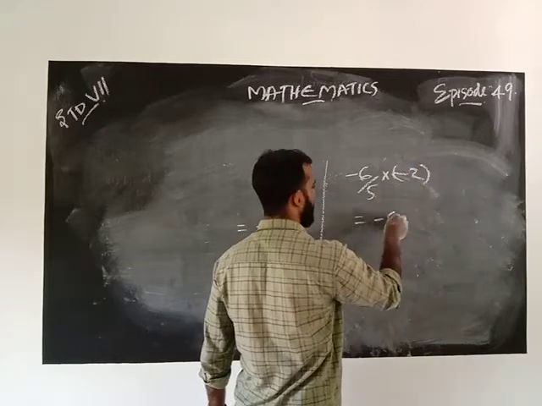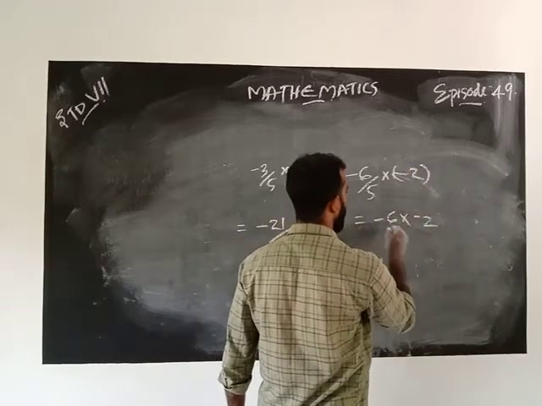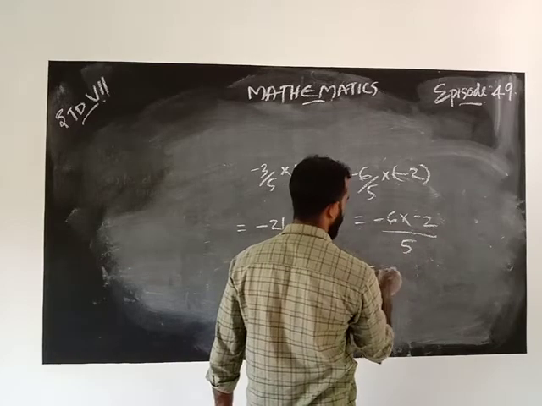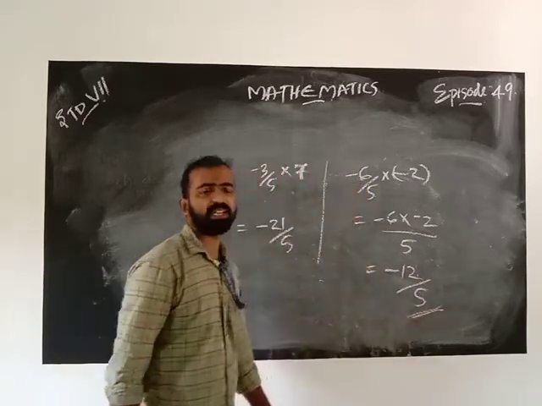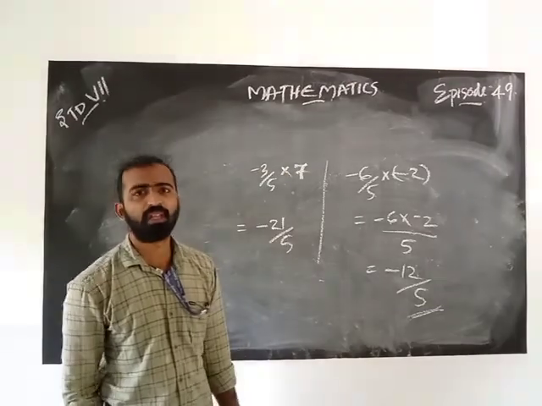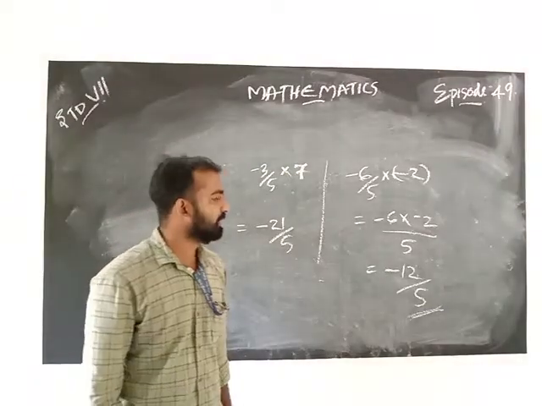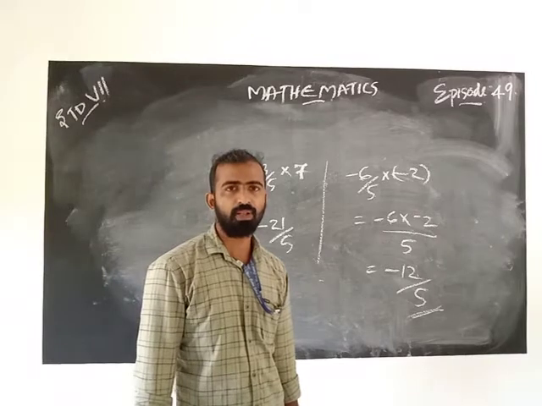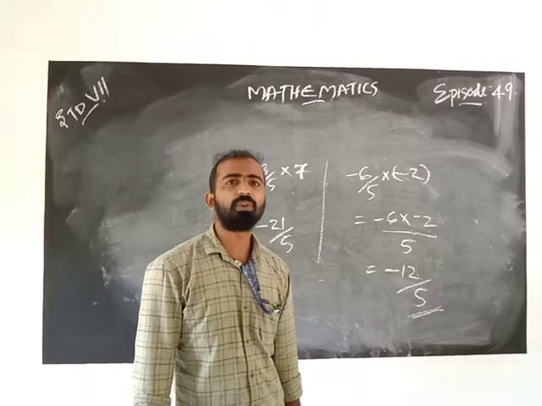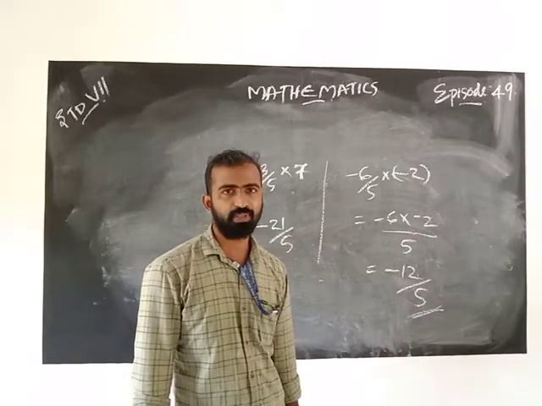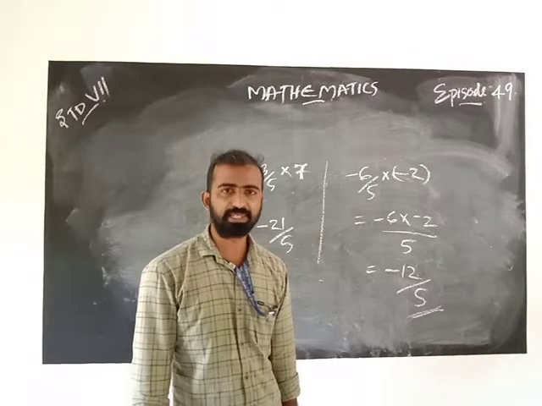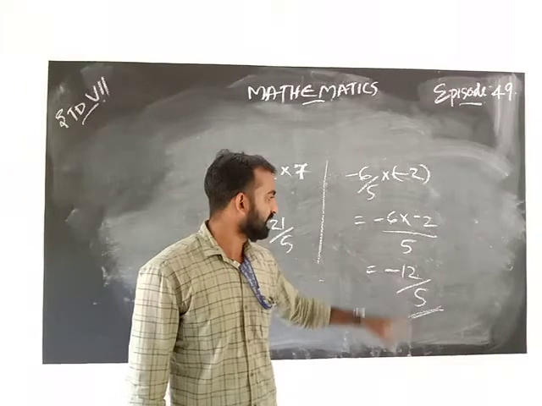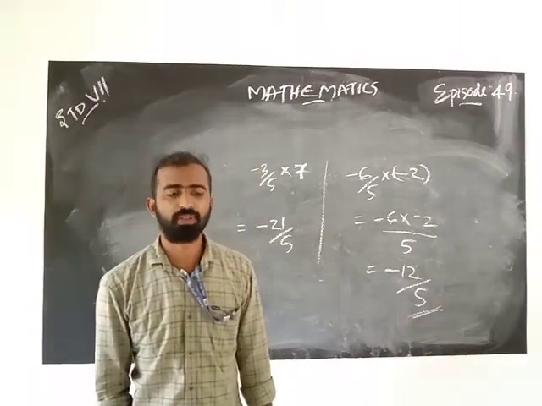That is, we get negative 6 into negative 2 divided by 5. That is, we get negative 12 by 5. The answer is negative 12 by 5.